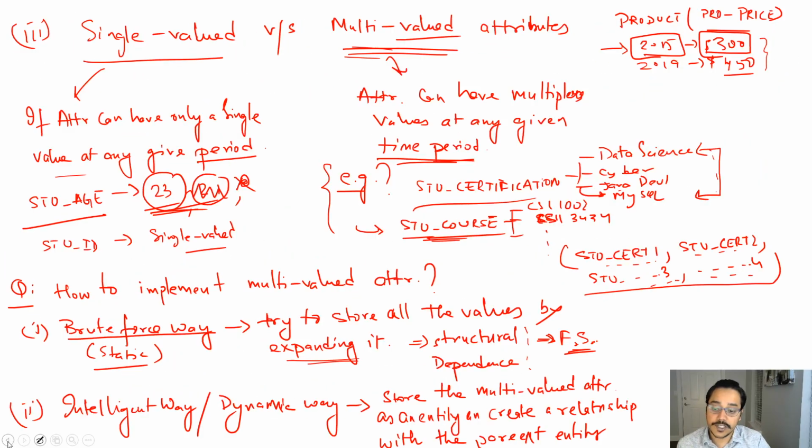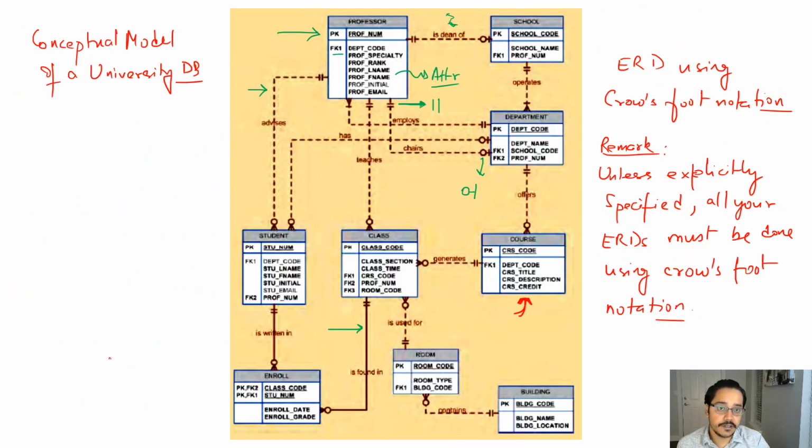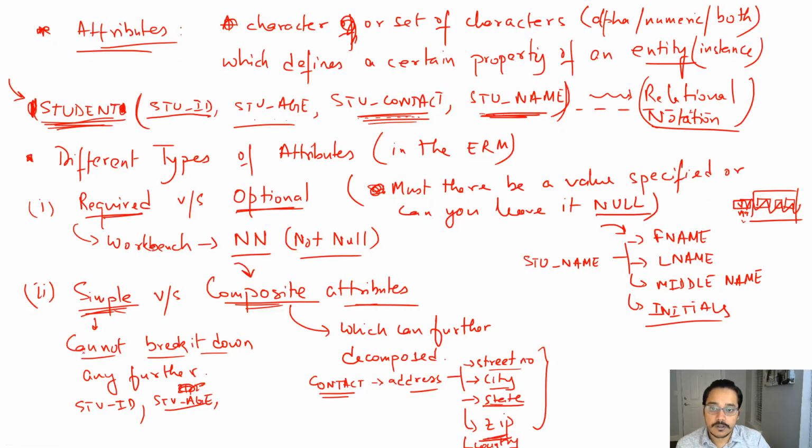A quick note: in terms of your ER design here, for required and optional attributes, you use bold font to represent required attributes in crow's foot notation. Simple versus composite attributes don't have any kind of representation in crow's foot.